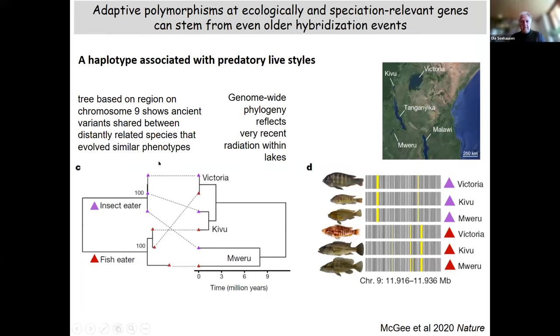So here, for instance, Matt shows that a haplotype associated with predatory morphologies, these big piscivores that have evolved in all of these lakes, actually reuse the same haplotype that is characterized by several larger indels, these yellow gaps here in the alignment, whereas the phylogeny of these lakes is on the right here. So of course the species from the same lakes are always each other's closest relatives. In those regions, in this case, that relate to piscivory, they share very closely related haplotypes, even across radiations that are millions of years different from one another.